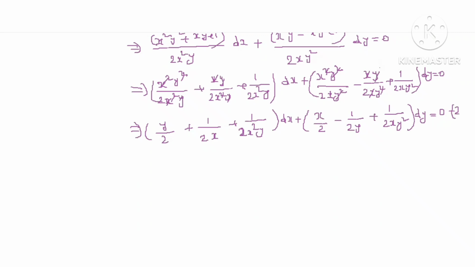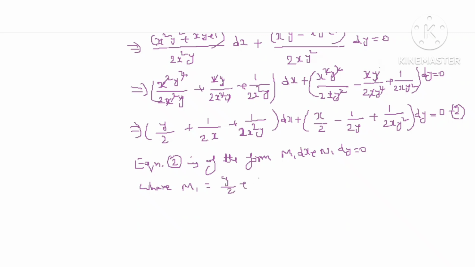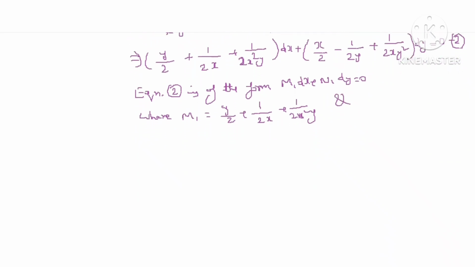So let us call this as equation 2. So equation 2 is of the form m1 dx plus n1 dy is equal to 0, where m1 is equal to y by 2 plus 1 by 2x plus 1 by 2x square y, and n1 is equal to x by 2 minus 1 by 2y plus 1 by 2xy square.